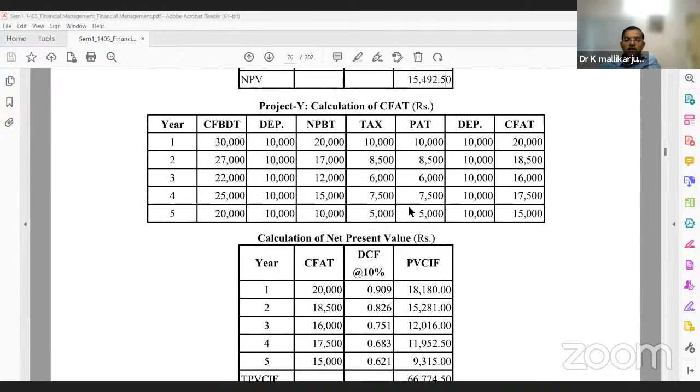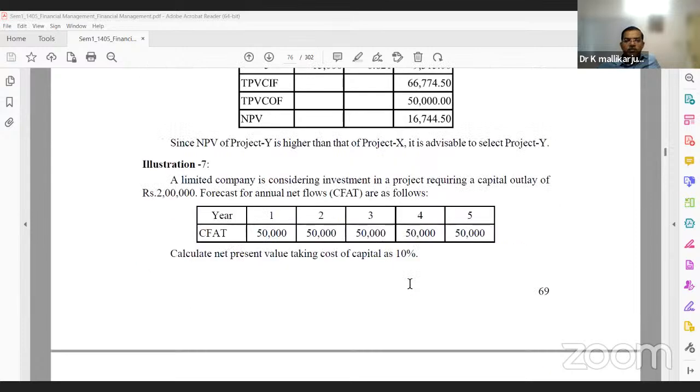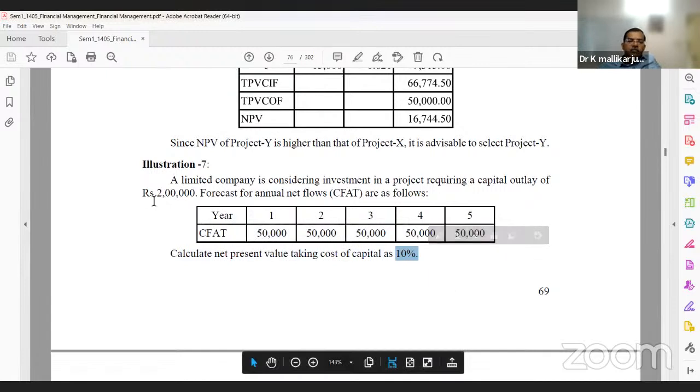So like this, if it is a mutually exclusive project, the firm takes the option of A, B, C projects or X, Y, Z projects. Which project is more profitable, with a more positive NPV? So here, this is directly given. Cash flows after tax are directly given. The cost of capital is 10%, and the initial investment is 2 lakhs rupees.